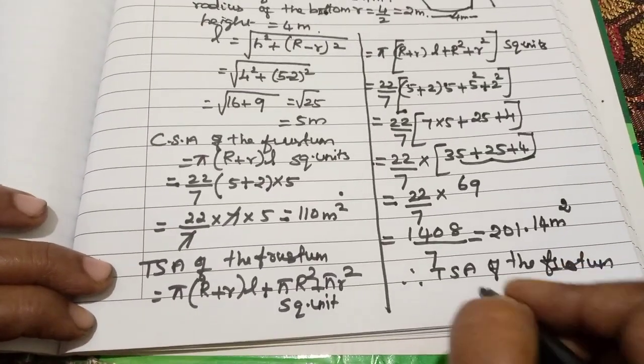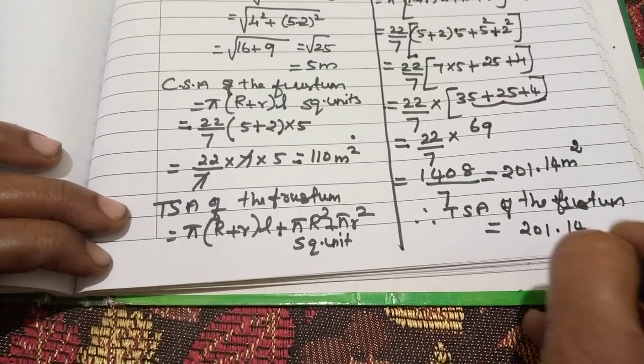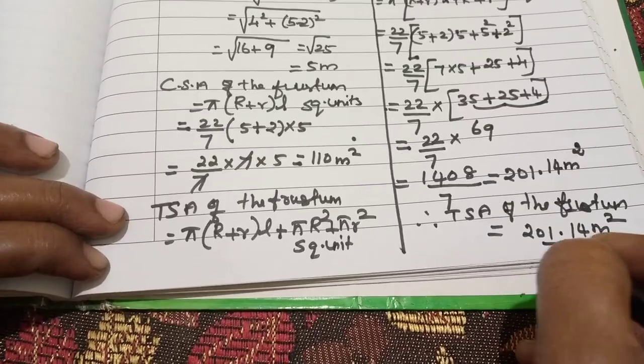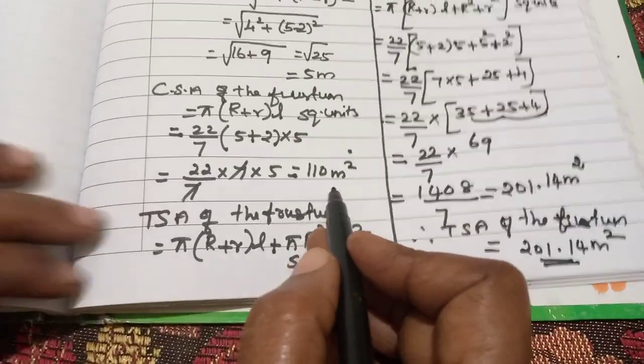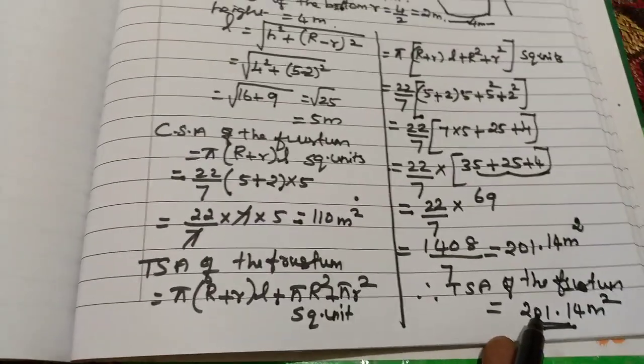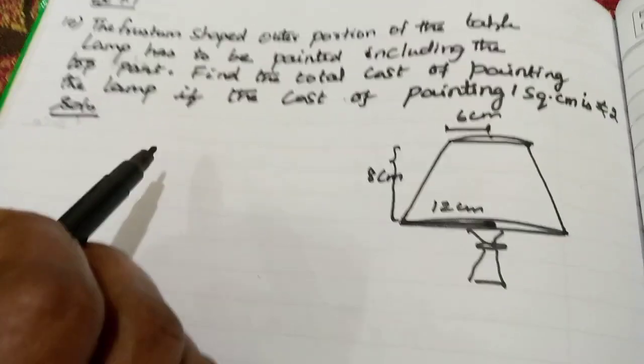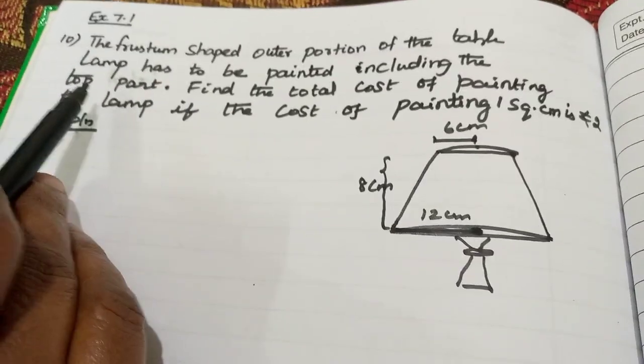Therefore TSA of the frustum equal to 201.14 meter square. CSA equal to 110 meter square. TSA equal to 201.14 meter square. Understood, students? Let's write exercise 7.1, question number 10.